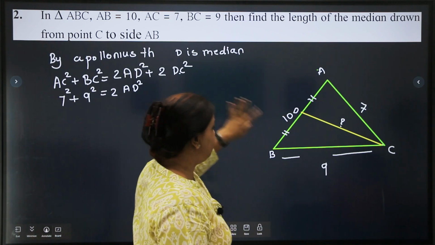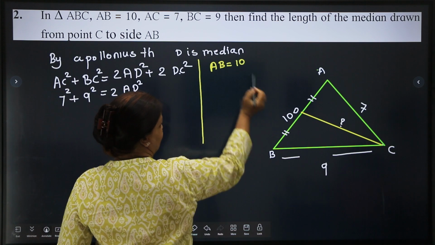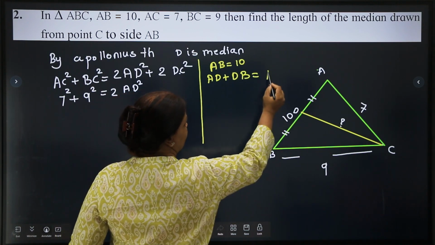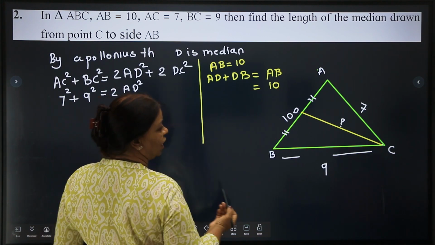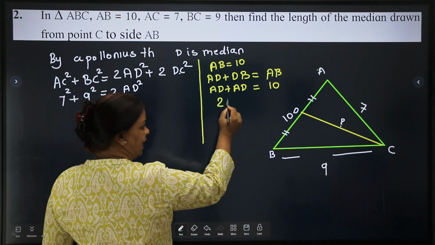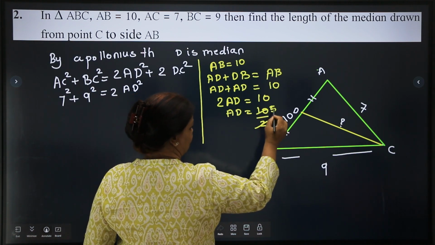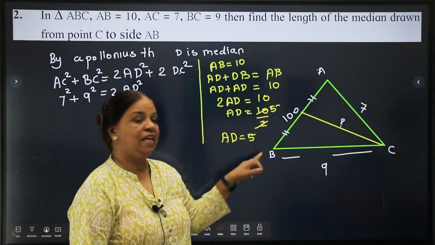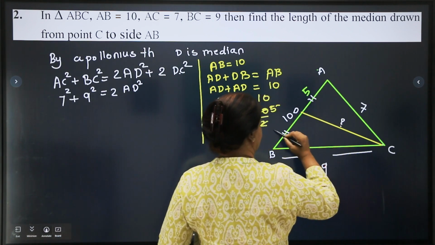But we know AB is equal to 10. See children, here it is given. AB is equal to 10. And AD plus DB is equal to AB. And the AB value is given as 10. Both AD and DB are equal. So you can write in place of DB as AD only, AD plus AD. So it will be 2 times AD, which is equal to 10. So AD is equal to 10 upon 2. So 2 fives. So AD is equal to 5. As the entire length of side AB is 10, and D is the midpoint, so this will be 5, this will be 5.